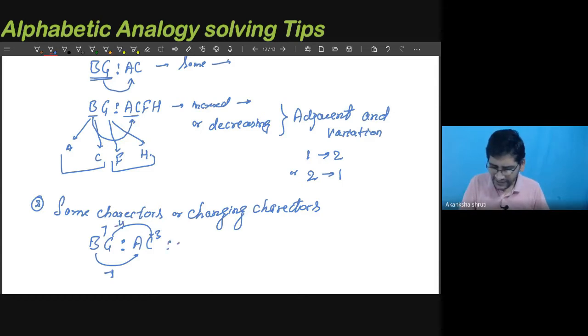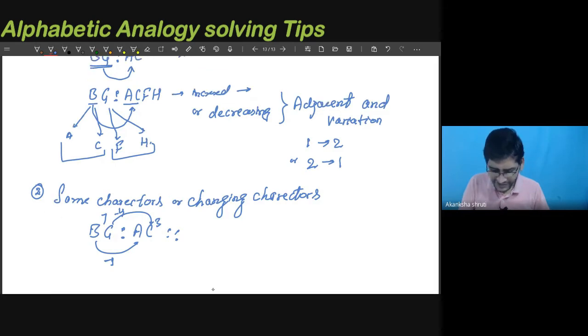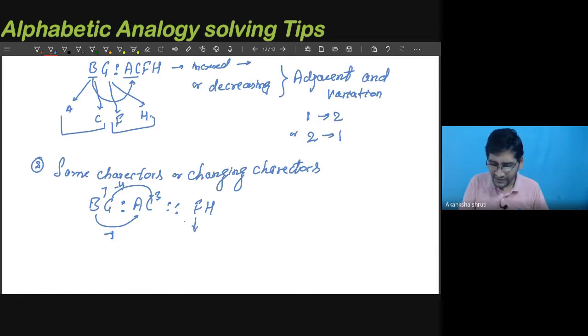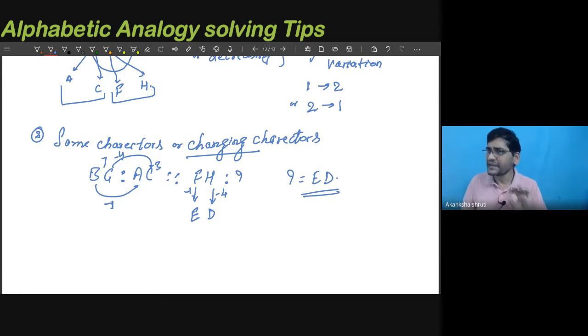So if any other one, say FH is given, you need to decrease in the same fashion. F should be decreased by 1, so it becomes E, but H should be decreased by 4. H is 8, 8 minus 4 is 4. Write quickly 4 as D. So the required one will be ED. It's easy. So here we have observed the characters are changing.